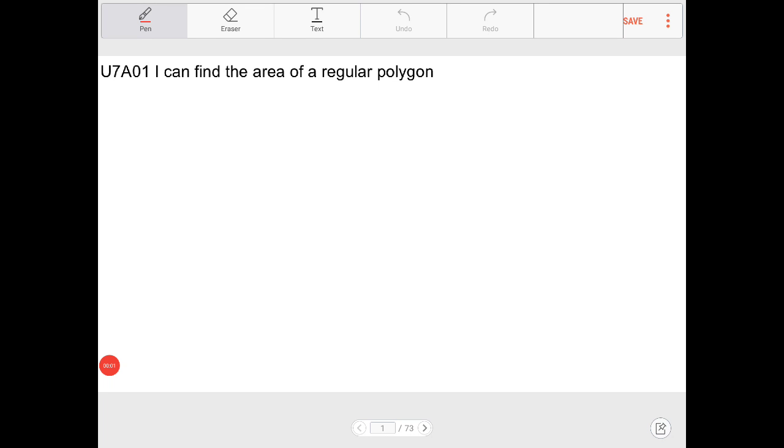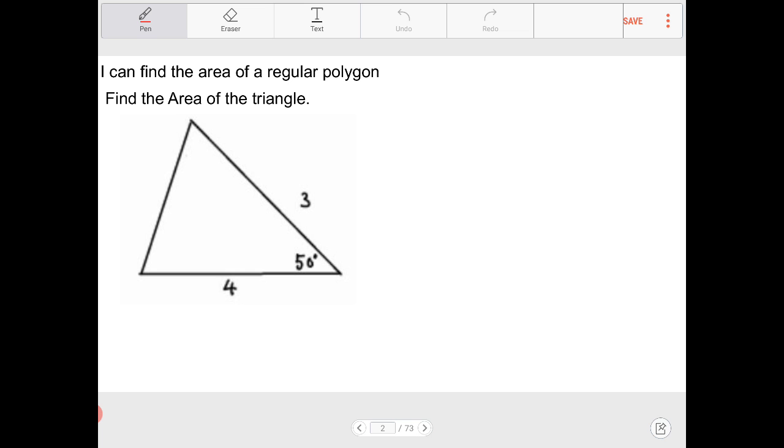Hello students, in this video I will go through the process of finding the area of regular polygons. Before I go into finding the area of a regular polygon, I just want to revisit the area of a triangle. The setup here is slightly different from the type of find-the-area-of-a-triangle problem that you typically would be given.